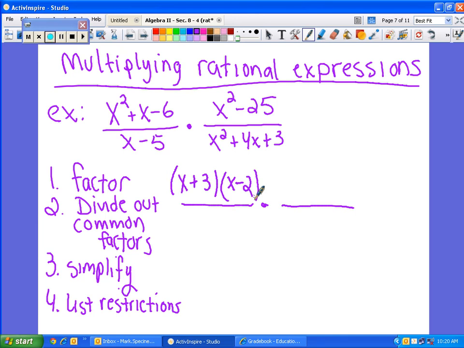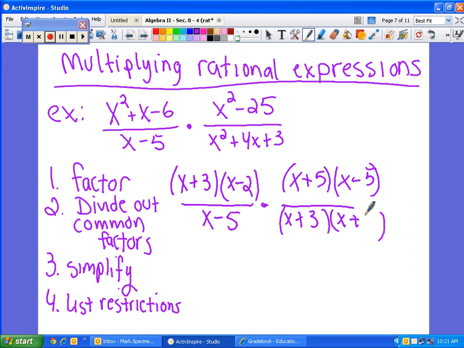X minus 5 is already simplified, so we can't do anything with it. Does anybody recognize what this is? Perfect square. Difference of two perfect squares. So my factors are 5 and negative 5. And then finally the factors of 3 that add up to 4. 3 and 1. And since both my signs here are positive, I know that both my signs here are going to be positive.